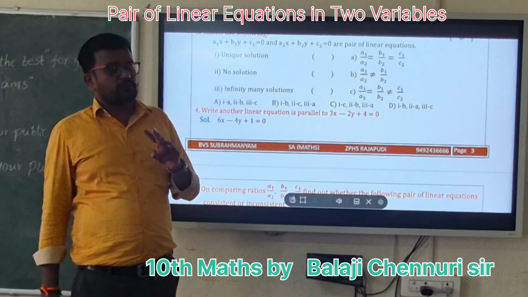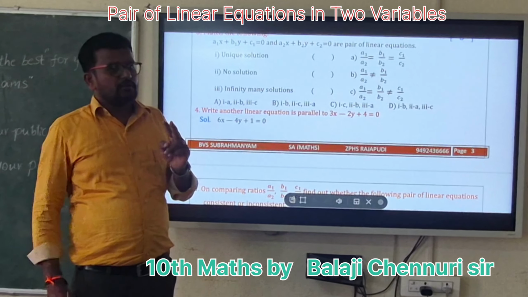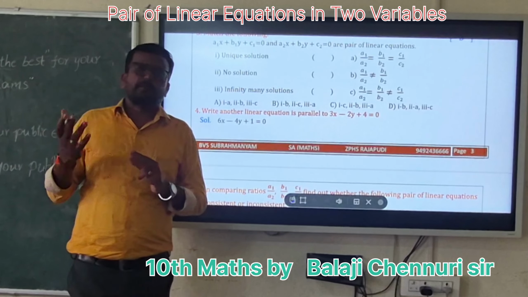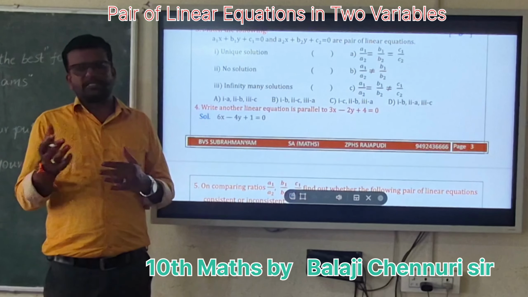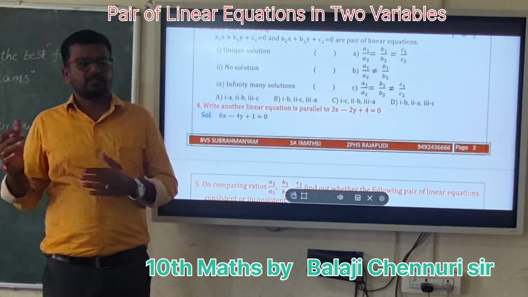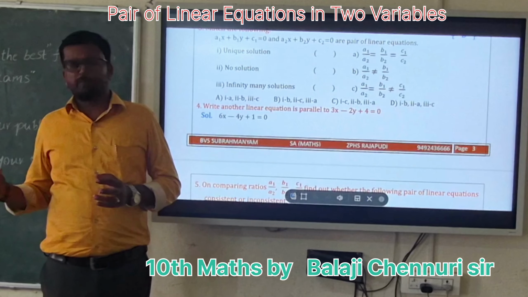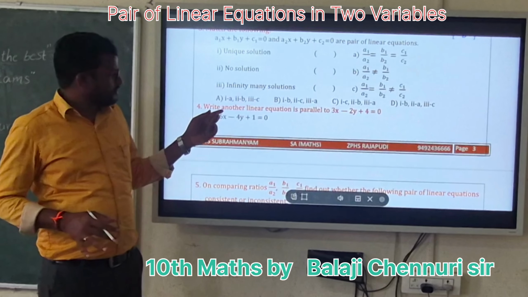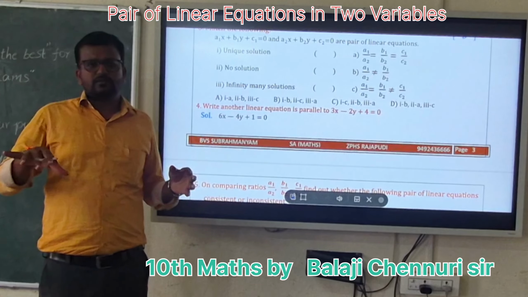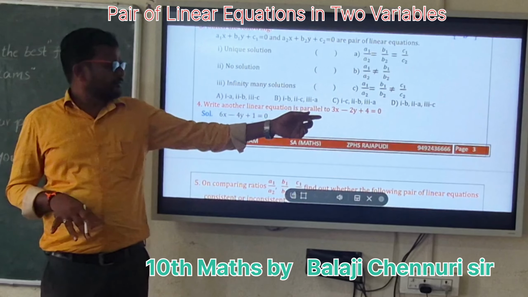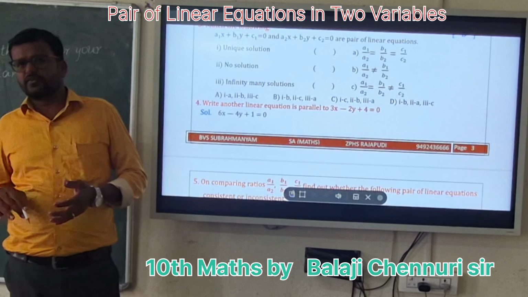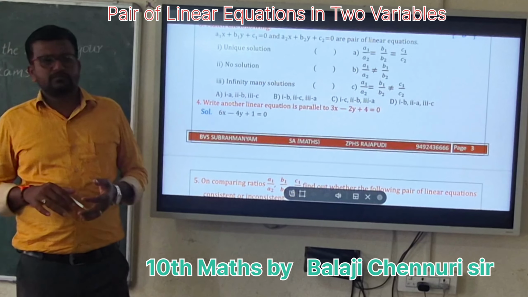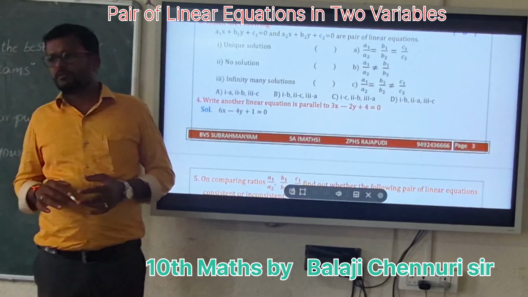Two types of questions may be asked. One is to formulate the linear pair of equations, such as going to a shop and purchasing 2 pens and 5 pencils with a total cost. Another is where they give one equation and you have to write a parallel equation, a coincident equation, or an equation having no solutions.